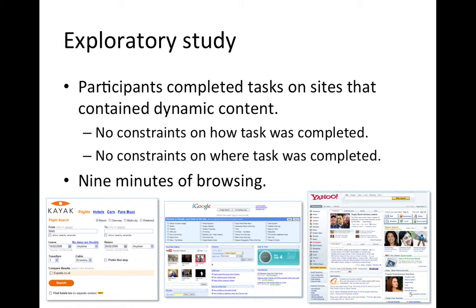So we did specify some tasks at quite a high level. We asked people to do things like look for the weather forecast in New York and so on sites that contain dynamic content, but we tried not to constrain it. So we didn't constrain how the task was completed, we didn't tell people to use dynamic content, and we didn't constrain where the task was completed. If they left the website and went somewhere else, that was fine. We also asked them to do 9 minutes of browsing, so we had some data that was purely based on their own interaction and preferences.